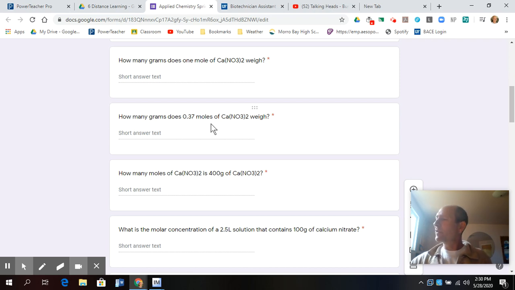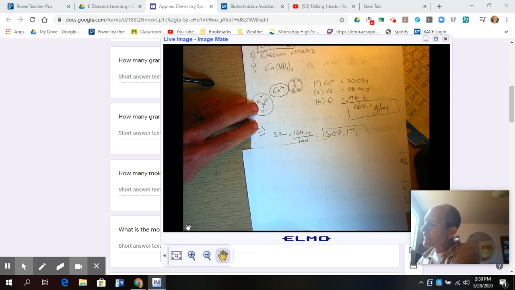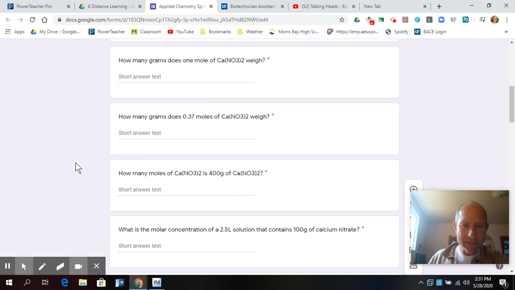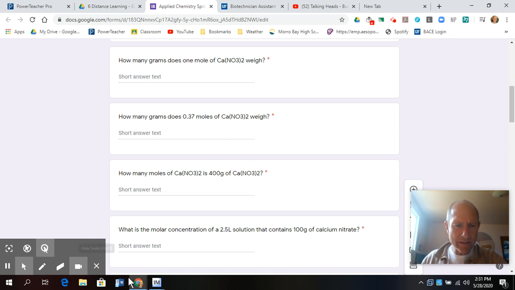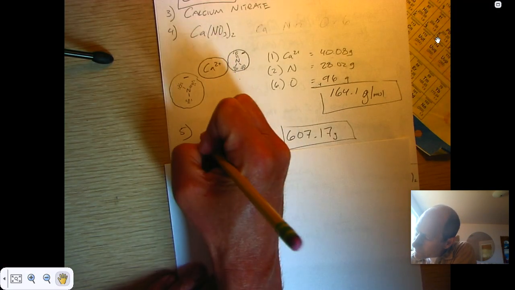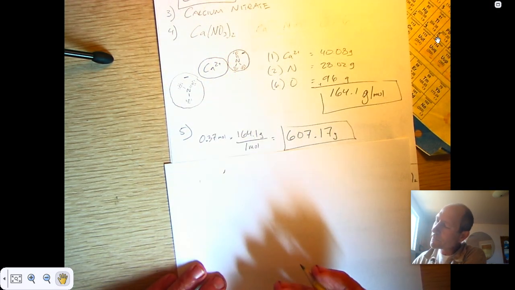How many grams does 0.37 moles of calcium nitrate weigh? Well, you probably just figure out that you just need to multiply that molar mass by 0.37, but we want to justify it and we want to use these tools that we learned so far this year. So here's how we did it. Oh no, I did 3.7 moles. Was it supposed to be 0.37? Rats. Okay, well, I can just move the decimal place over 1. So this is actually supposed to be 0.37 moles right here. Sorry, let me bring that up for you guys.